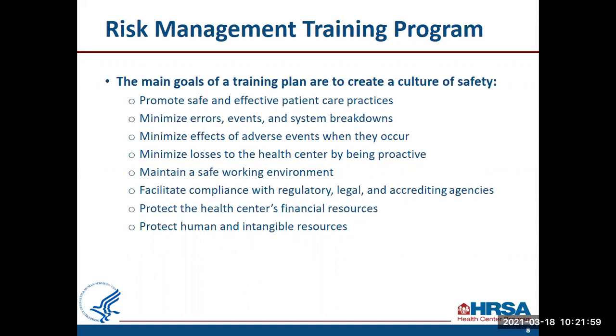A commitment to patient safety is very critical when discussing proactive risk management. Remember, proactive risk management and patient safety activities should include ways to minimize adverse effects of errors, events, and system breakdowns when they do occur, ways to minimize losses to the organization overall, being proactive in identifying, analyzing, preventing, and controlling potential risk, facilitation of compliance with regulatory, legal, and accrediting agency requirements, such as the Joint Commission, and protection of human rights and intangible resources, such as your organization's reputation.